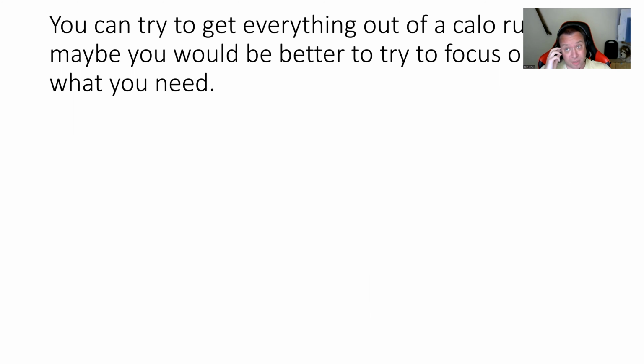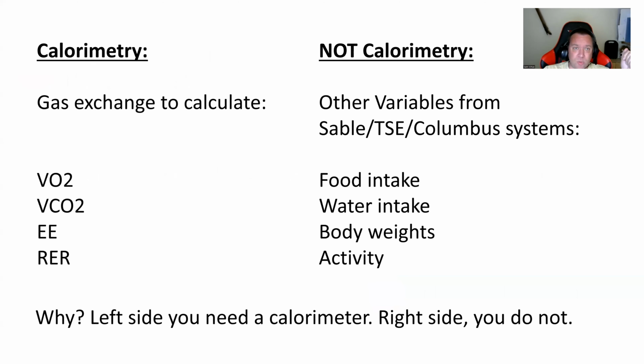So one of the things that's the case now with modern calorimetry systems is you can try and get everything out of a calo run, but maybe it would actually be better to try and focus on getting what you actually need. And so what I would argue is that calorimetry is actually gas exchange. It's gas exchange in order to calculate 4 critical variables: VO2, VCO2, energy expenditure, and respiratory exchange ratio, or RQ.